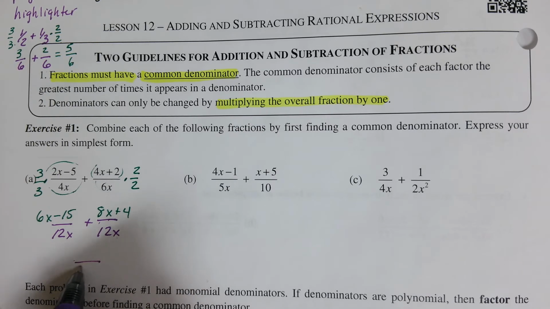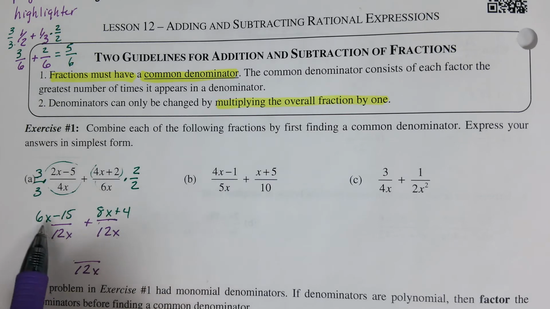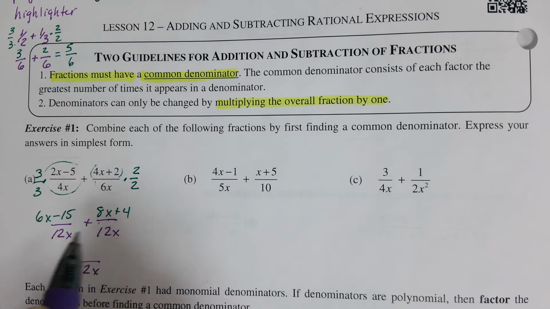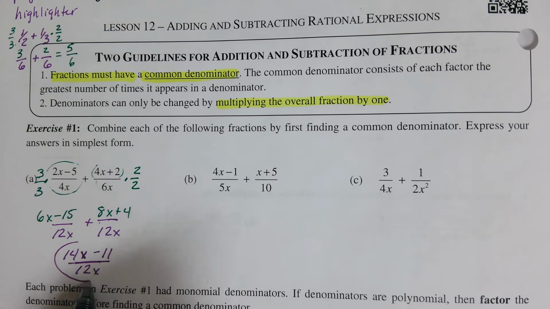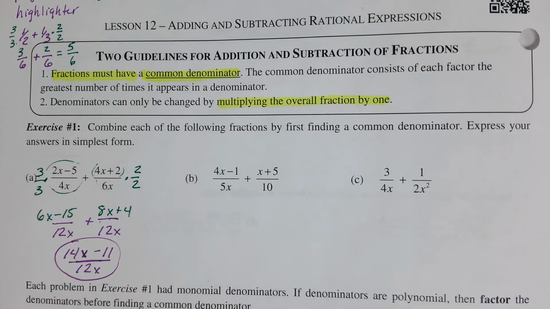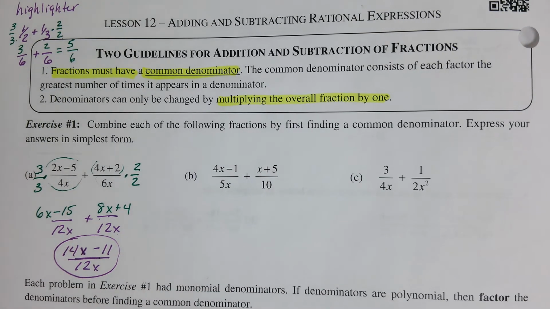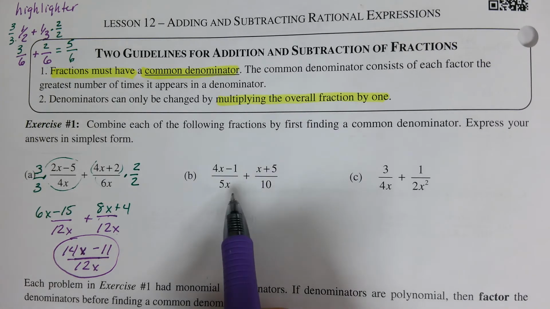Same denominator, so we copy that, 12x. Now we combine like terms of the numerators. 6x plus 8x is 14x. And negative 15 and positive 4 is negative 11. Can we simplify this fraction? No. Can we factor the numerator? No. So this is our final answer in simplest form. B.